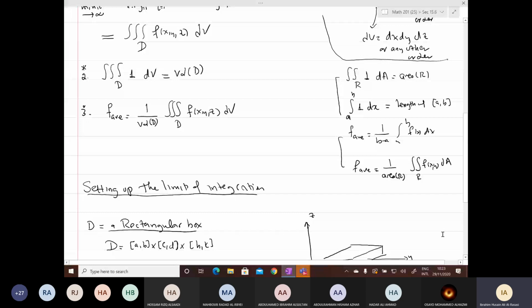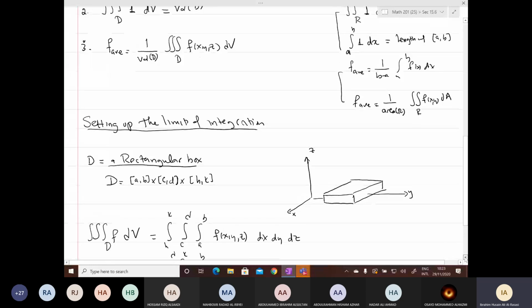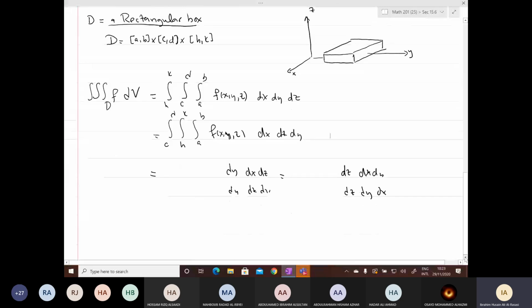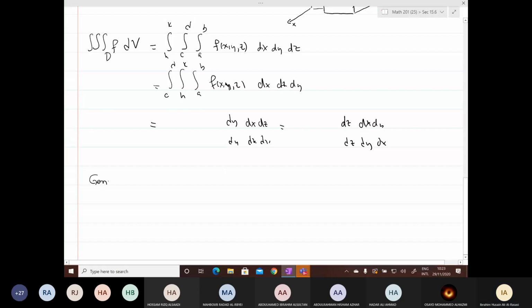We need to set up the limits of integration. Just follow me and remember the generalization. I claim in every generalization, up to now, things are really generalization. But this is when D is a rectangular box. Now we go to a general solid.